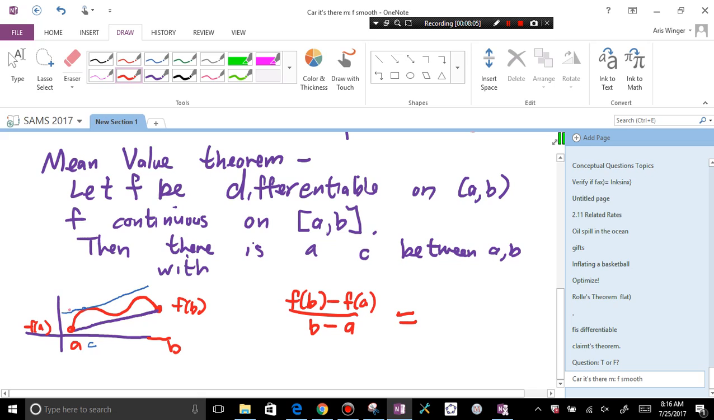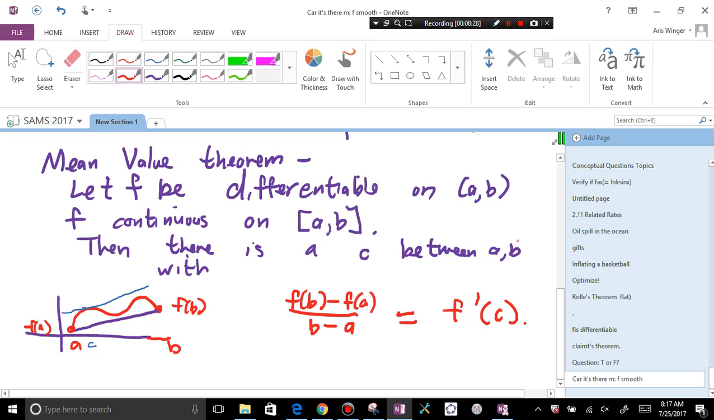Let's use the right terminology. This is the slope of the tangent line at c, f prime of c. That is the mean value theorem. So we'll give all sorts of street versions for this.